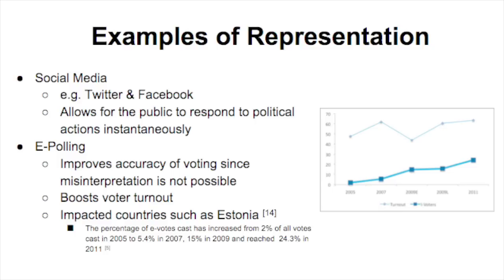Another example of how technology has affected representation within democracy is the impact of e-polling. E-polls have the potential to make the voting process more transparent and secure, as well as reaching out to a wider range of voters that better represent the public. Looking at Estonia, we can see that the percentage of e-votes cast in 2005 compared to 2011 has risen a total of 22.3%. This leads into our next characteristic: accessibility.